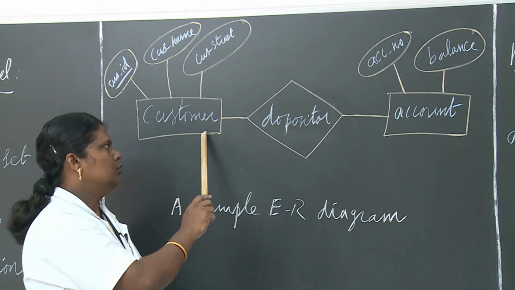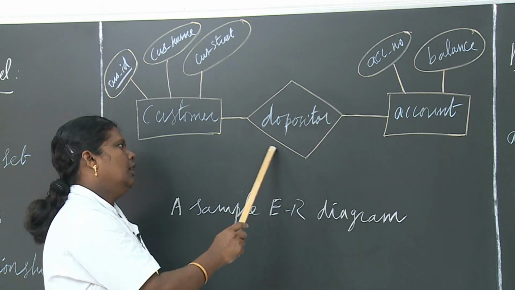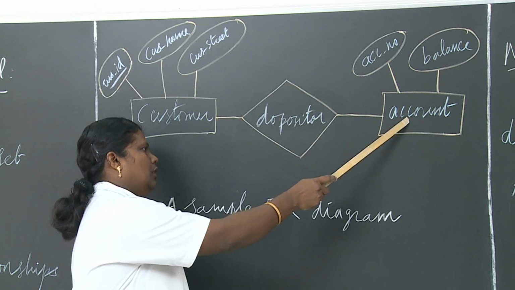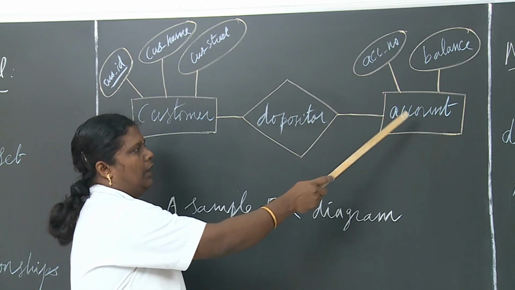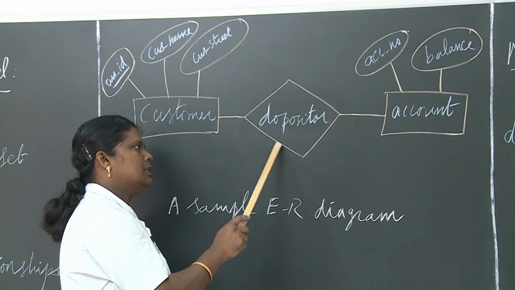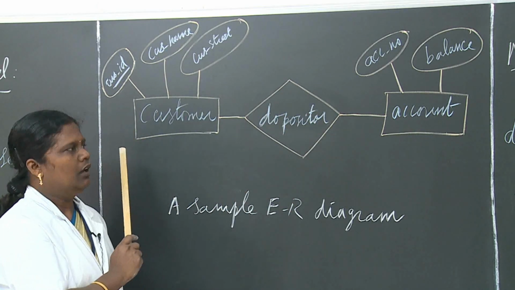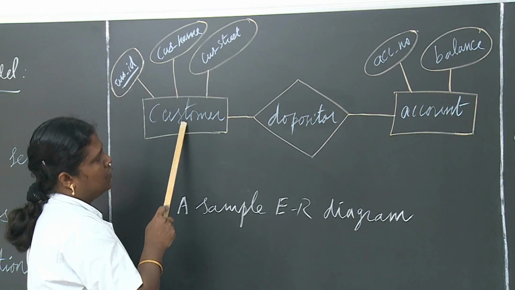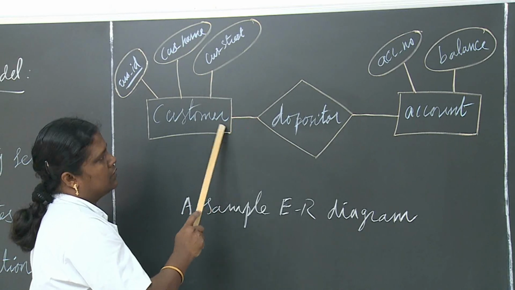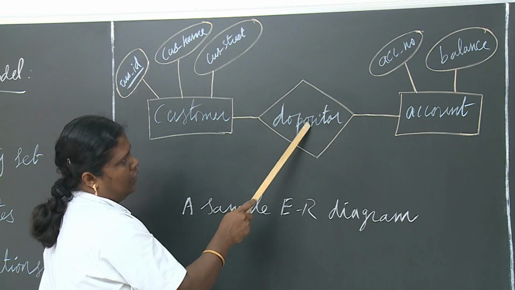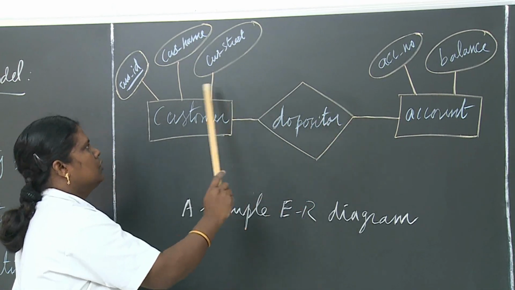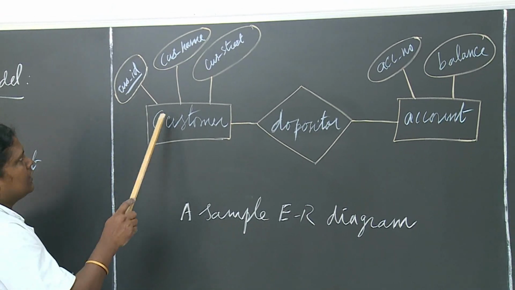How are these two entities connected? Customer and account are related through the depositor relationship with the bank. So these two are related by deposit, which is specified within the diamond symbol. This customer relation and its relationship symbol depositor are connected through this line. The same way, the relationship with the other entity set is connected through this line.